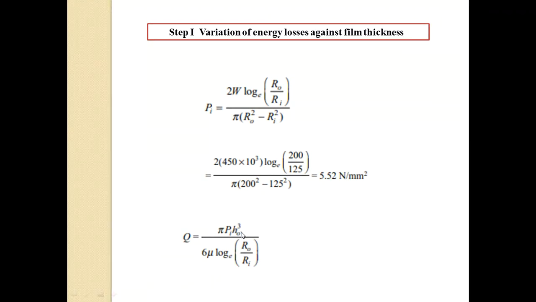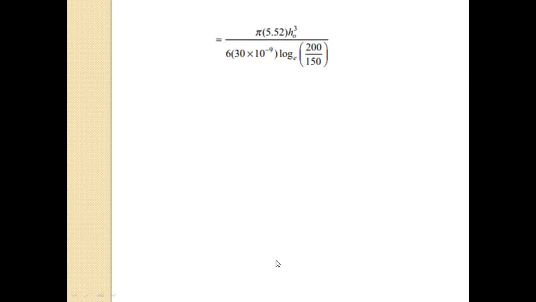h naught we don't know. Again 6 is a constant. Mu is given in the problem statement. Again log to the base e Rho divided by Ri. We know Rho is 200 and Ri is 125. Now put these values. Pi into Pi, 5.52, into h naught cube divided by 6, a constant, into mu, that is 30 into 10 raised to minus 9, into log to the base e 200 divided by 125.